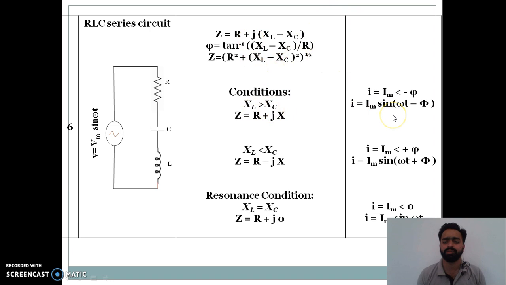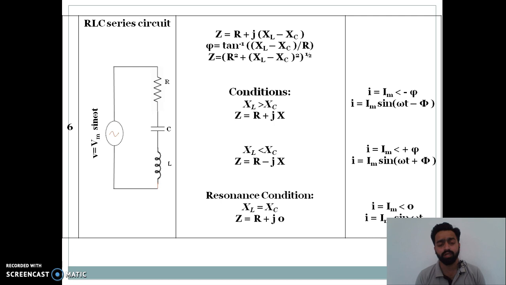When XL is greater than XC, the equation will be similar to that of the RL series circuit, because inductive reactance will dominate capacitive reactance and current will lag behind voltage by angle phi. When XL is less than XC, capacitive reactance will dominate and hence current will lead voltage by angle phi. And when XL becomes equal to XC, the reactive part will cancel out and impedance will be equal to resistance, and hence the circuit will behave similar to a purely resistive circuit, and hence the equation of current will be I is equal to Im sin omega t. So this is the very basic and fundamental part which we have discussed today.